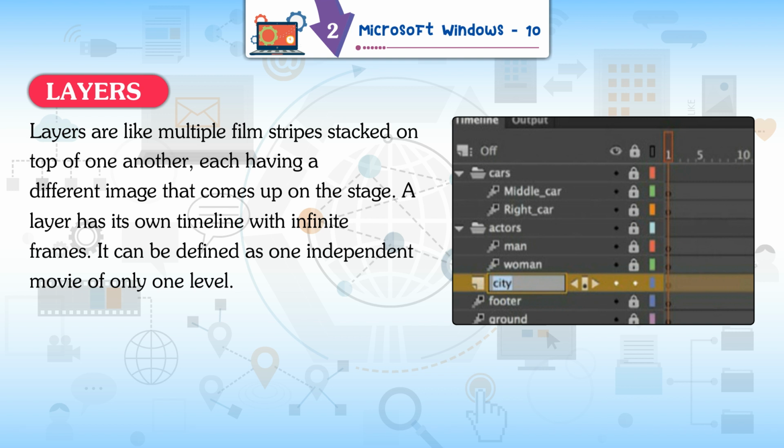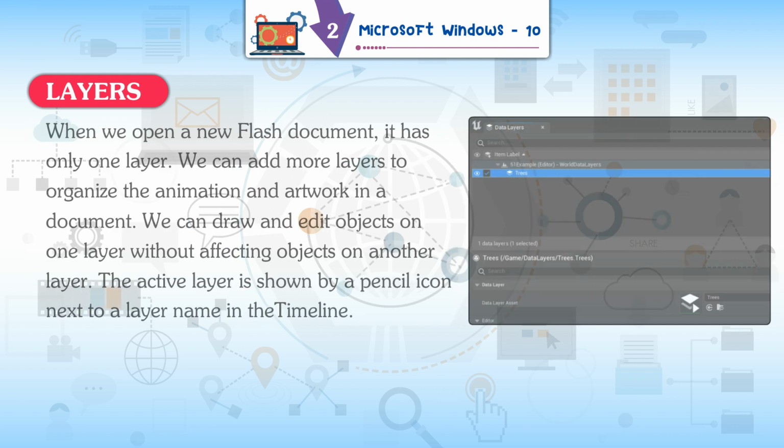Layers. Layers are like multiple film strips stacked on top of one another, each having a different image that comes up on the stage. A layer has its own timeline with infinite frames. It can be defined as one independent movie of only one level.